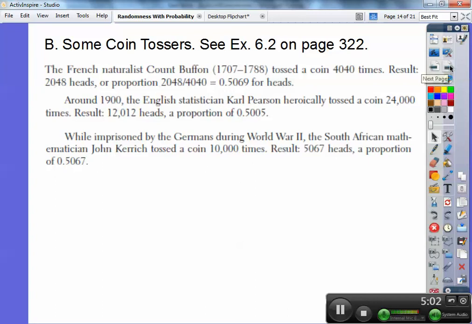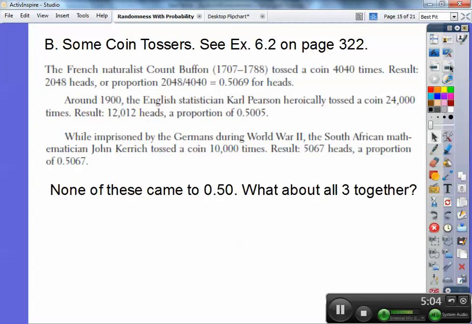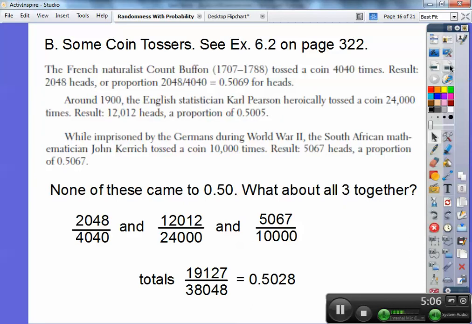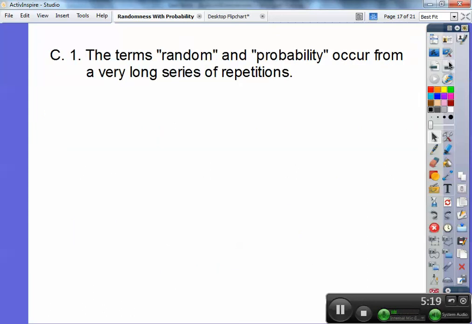Okay, none of them got exactly 50%. So let's try all three together. Let's see if that does anything. So if we add them all up, we get close to 50%. Actually, Karl Pearson was even closer, but anyways, the more you do it, the closer you should get to that. Okay, the terms random and probability occur in a very long series of repetitions.